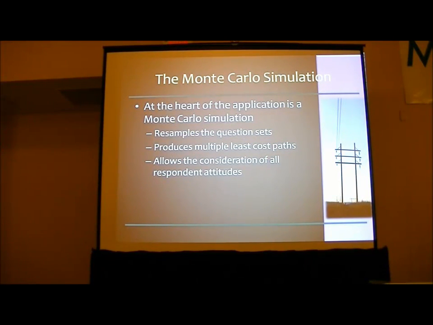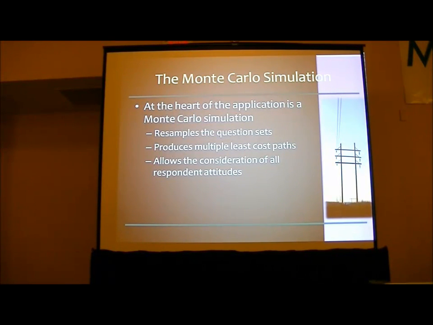and basically resamples the question sets based on the frequency of each answer. So each pass through the Monte Carlo simulation, each layer will have a different selection of answer sets. So if somebody agreed, they would get through at least one cost path, and on another pass, you choose a different question and assign weight to that, and you go for as many times as necessary.